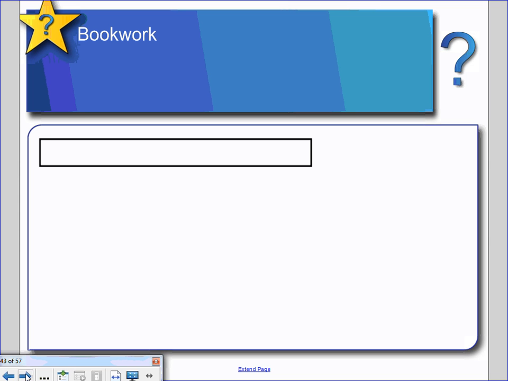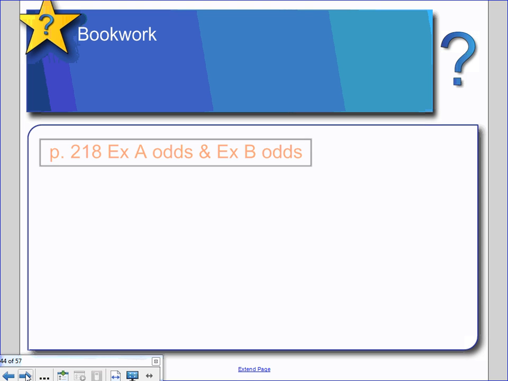All right, go to your book here, and we are going to go to page 218. On 218, exercise A, you are going to do the odds, and exercise B, you are going to do the odds. Again, when you are finished with these, raise your hand, get them checked before moving on. So pause the video right now so you can work on these, and then again, don't forget to have them checked before you move on.